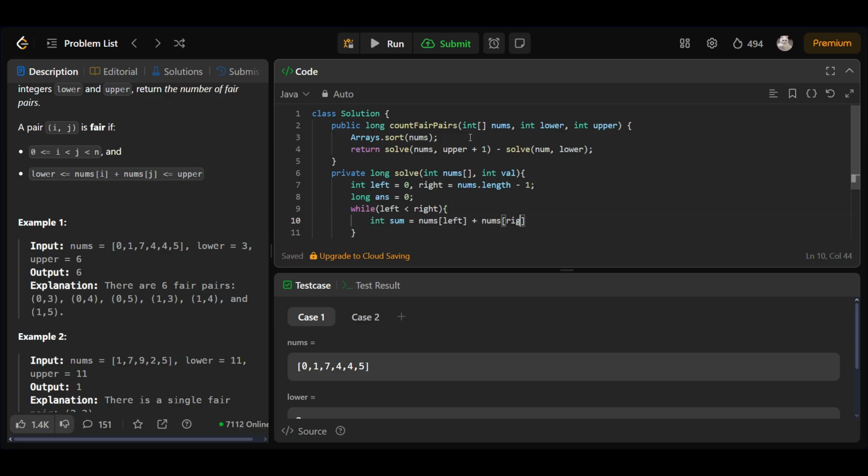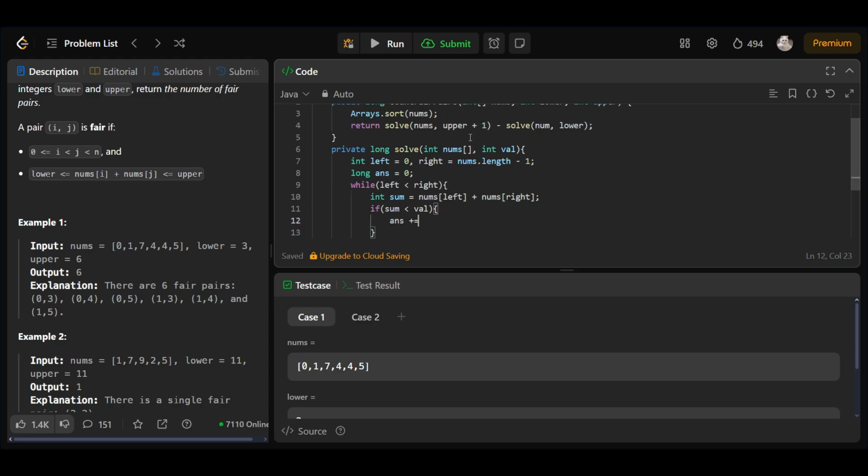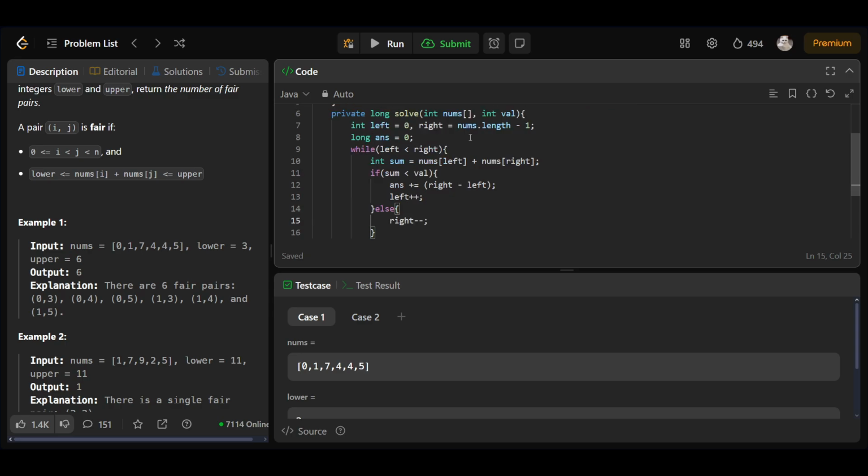Okay, then I'll be checking that if my sum is less than the val, then I'll be incrementing my answer by right minus left, and then I'll be incrementing my left, else I'll have to decrement my right boundary, so right minus minus, and at the end I'll return answer.